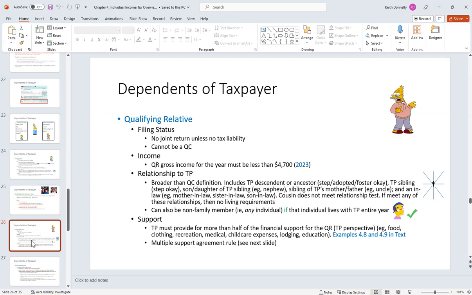All right, the next thing here is qualifying relative. So if you don't get in the front door to be a dependent as a qualifying child, you always want to check and see, hey, can we get in the back door? Can we claim them as a qualifying relative? So with this, again, we have some elements here we have to look at. So filing status, no joint return, income. The qualifying relative's gross taxable income for the year must be less than $4,700.